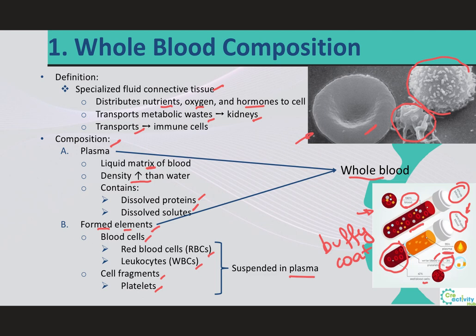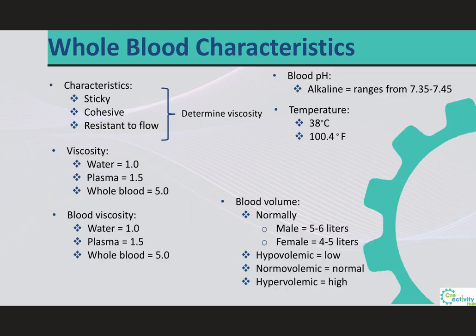So let's look at some of the characteristics of whole blood in the next slide. Whole blood, like I said on the previous slide, is going to be a mixture of plasma and formed elements. And when these components circulate through our body, they're going to be mixed up in the blood vessels. However, for clinical purposes, they are usually separated, or what we call fractionated. Whole blood is actually very sticky, very cohesive, which is another word that means that something is sticking together, and is also resistant to flow.